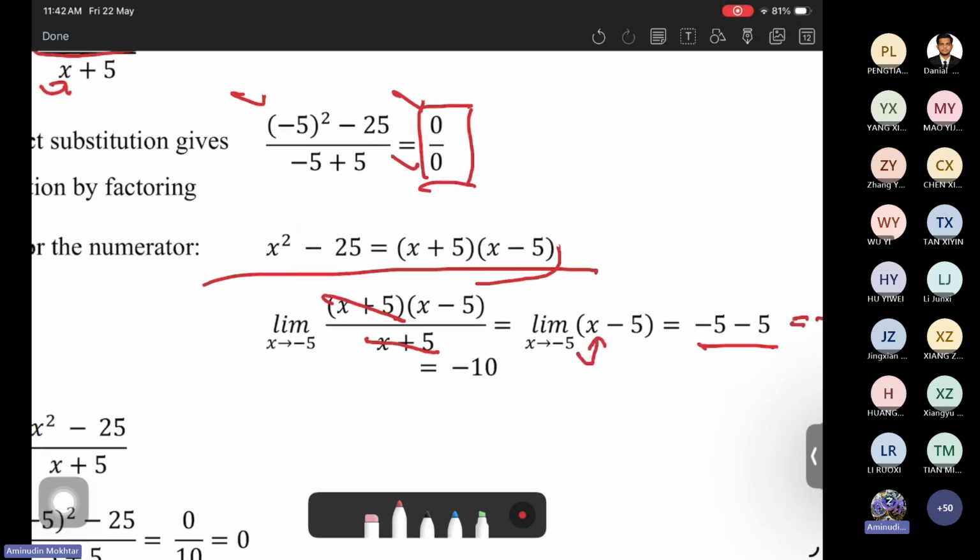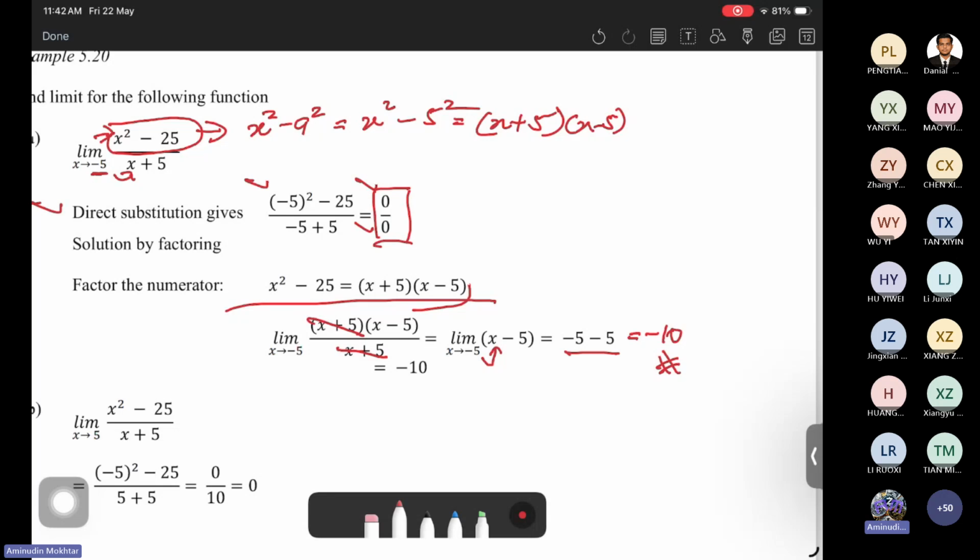Because in this case, this step is valid if we get this form first: infinity divided by infinity, or zero divided by zero.